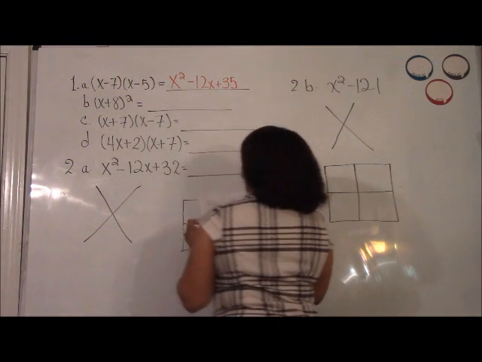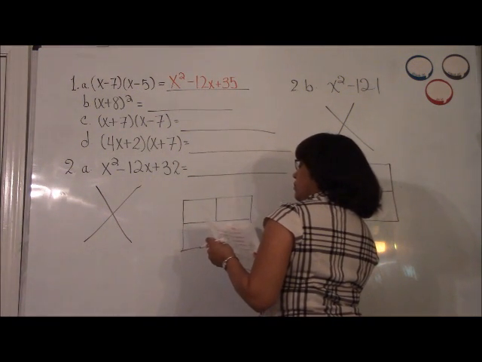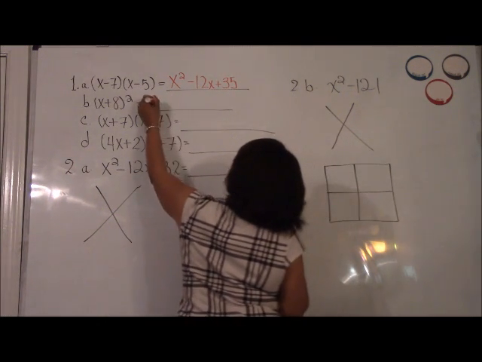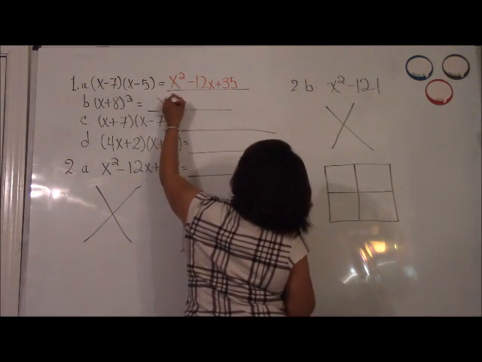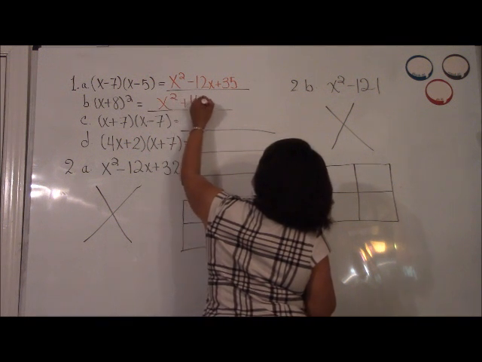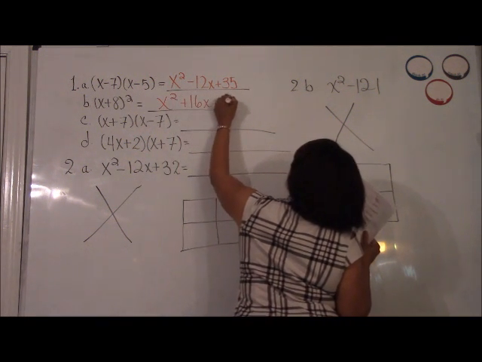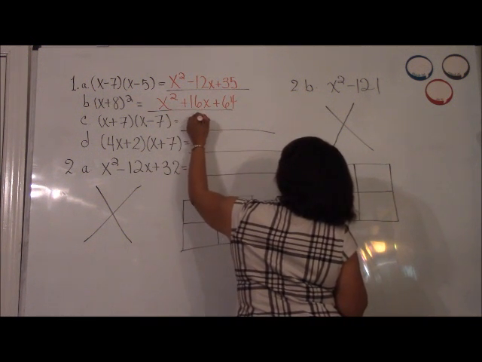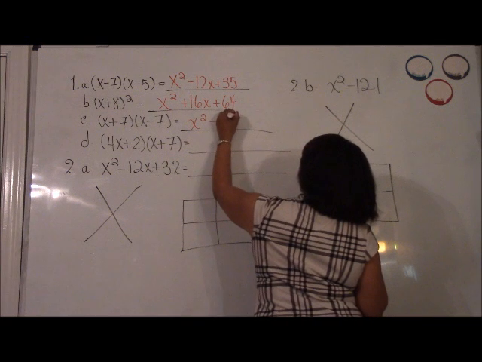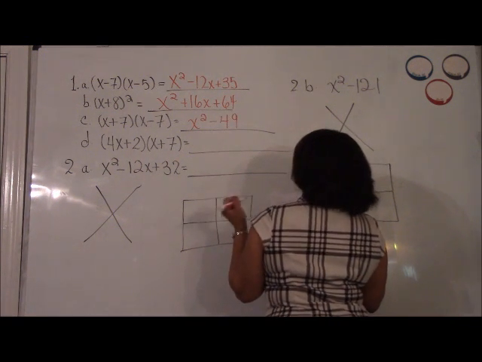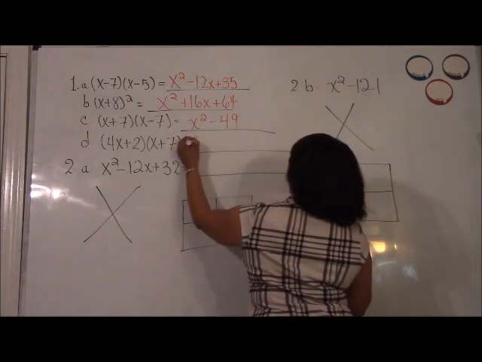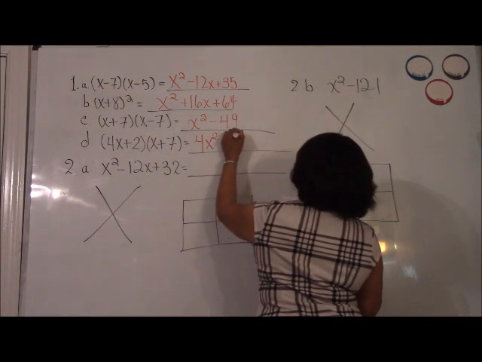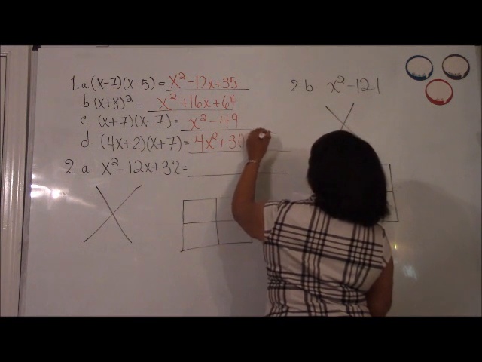And the answer to 1B is x plus 8 squared, which means x plus 8 times x plus 8. So it's x squared plus 16x plus 64. The answer to 1C is x squared minus 49 because your middle terms cancel out. And the answer to 1D is 4x squared plus 30x plus 14.